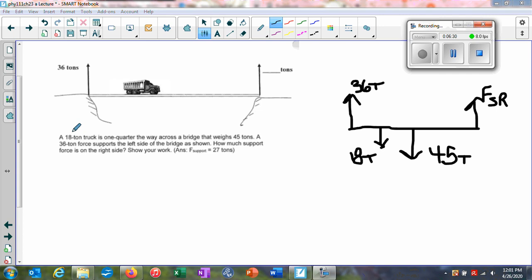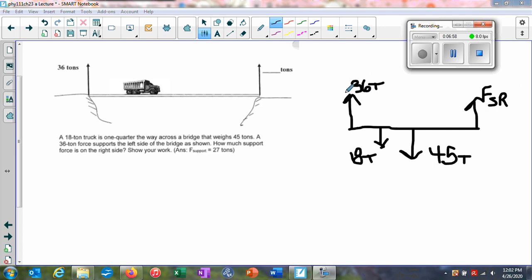It says that that 18-ton truck is 1/4 of the way across the bridge. It doesn't matter. It could be halfway across the bridge, 3/4 of the way across the bridge. It's just sitting there on the bridge. So that's where its weight is operating from, okay? So I have 18 tons on this whole system acting downward because of the truck. I have 45 tons acting downward because of the weight of the bridge itself. I know I have these 36 tons upward.